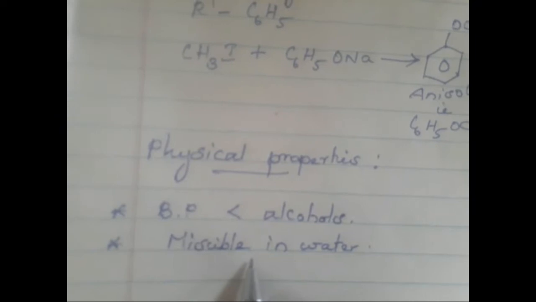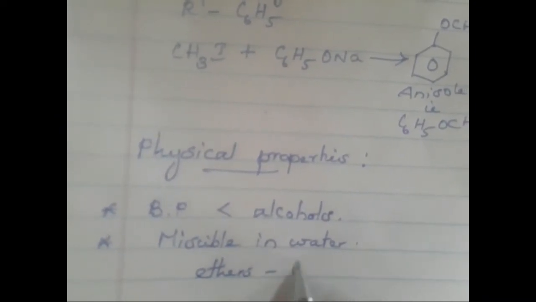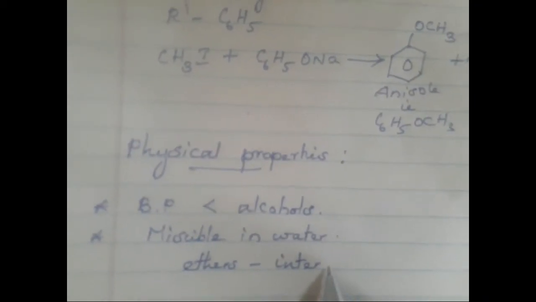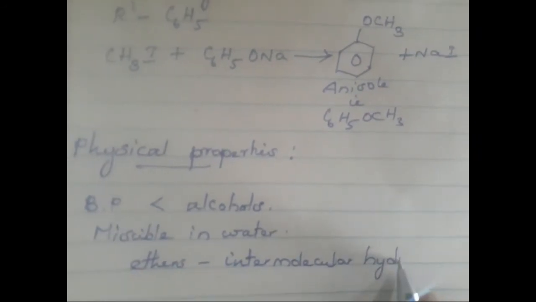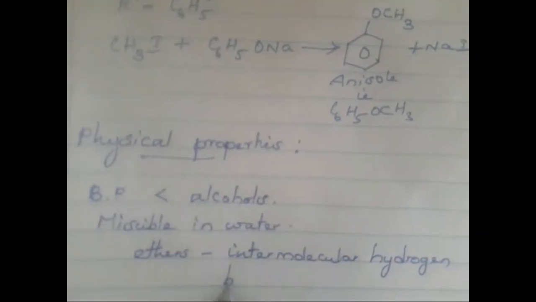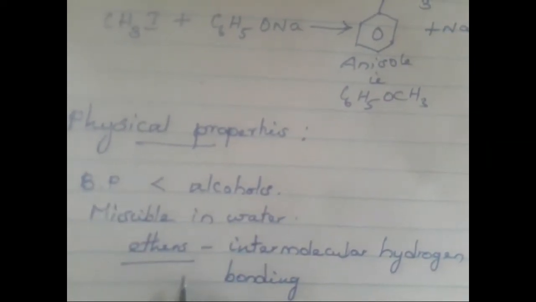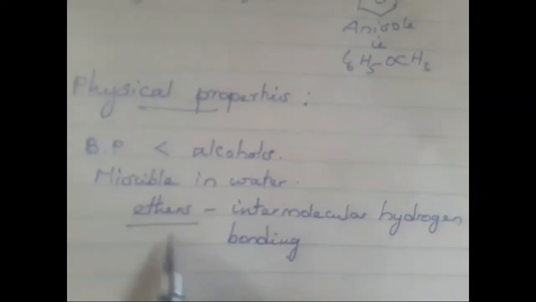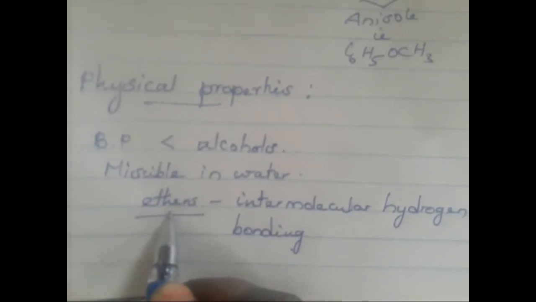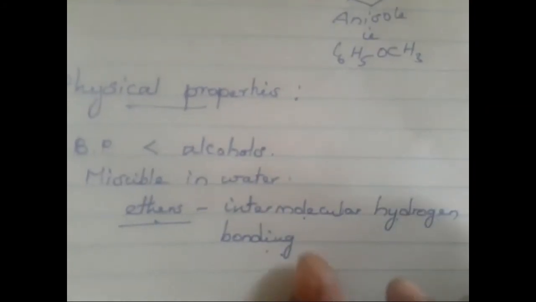What does it mean? It means that ethers have the capability to form intermolecular hydrogen bonding with water molecules. So whenever we are talking about solubility, we have to talk about intermolecular hydrogen bonding. What I am saying, ethers are soluble in water. It means that it has the capability to form intermolecular hydrogen bonding with water. Now let us see the chemical properties of ether.